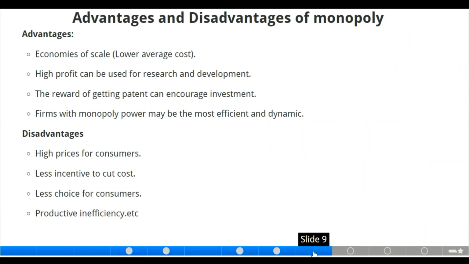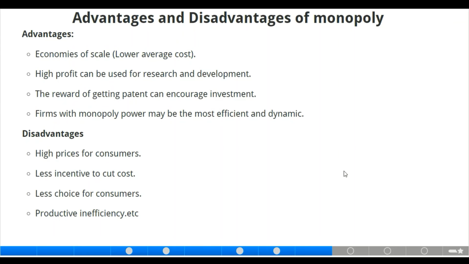Now we move to the next slide. We now have the advantages and disadvantages of monopoly. What do you think can be the advantages and disadvantages of a monopoly market? One, we have the economies of scale. Of course, we have discussed that earlier in our previous classes. We have lower average cost. That is where the average cost per unit of output will decrease with the increase of scale in the output being produced by a firm.